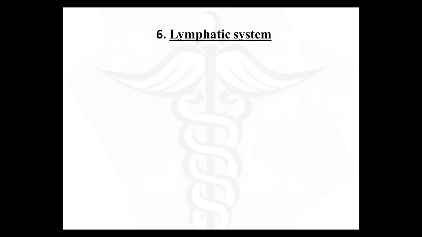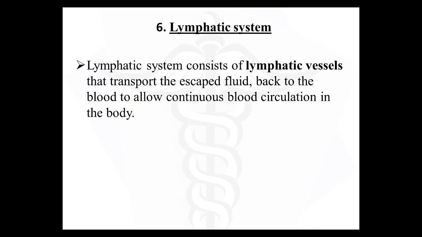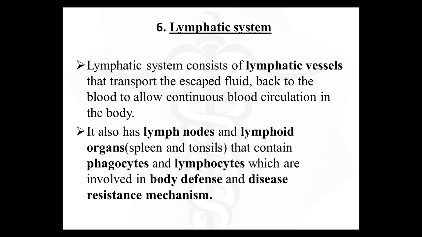The sixth organ system is called the lymphatic system. The lymphatic system consists of lymphatic vessels that transport the escaped fluid back to the blood to allow continuous blood circulation in the body. It has lymph nodes and lymphoid organs, that is spleen and tonsils, that contain phagocytes and lymphocytes, which are involved in the body's defense and disease resistance mechanism.